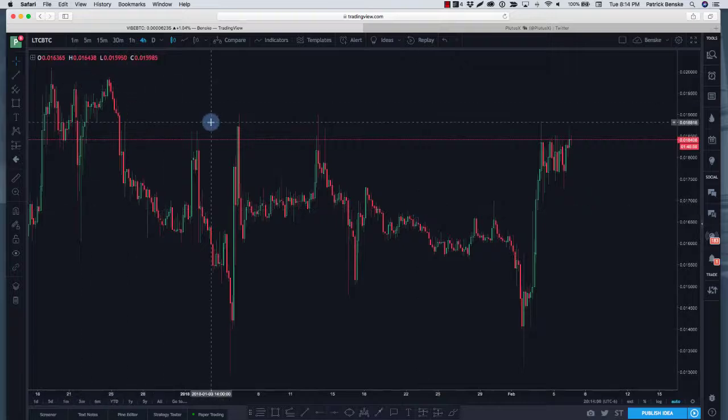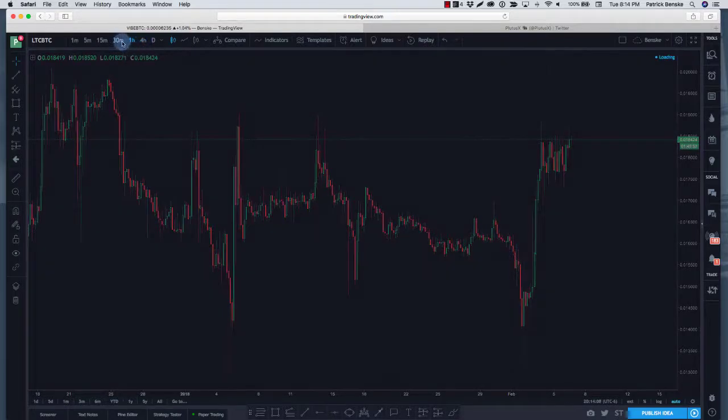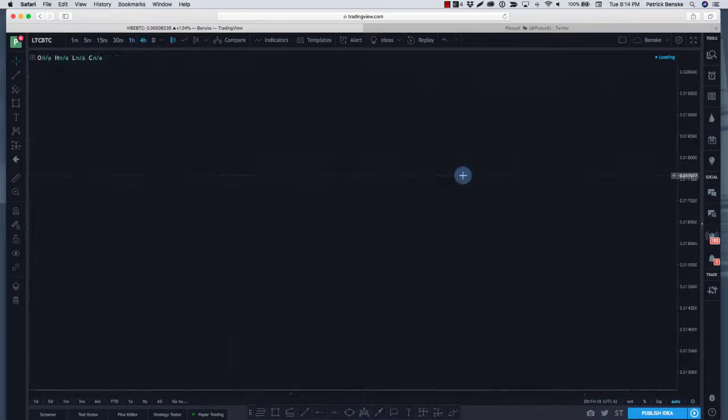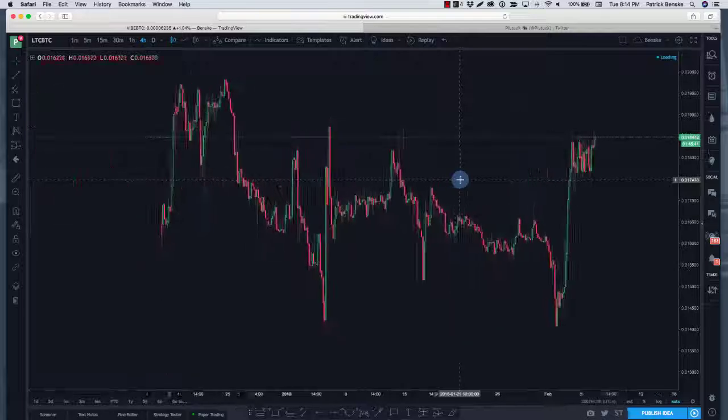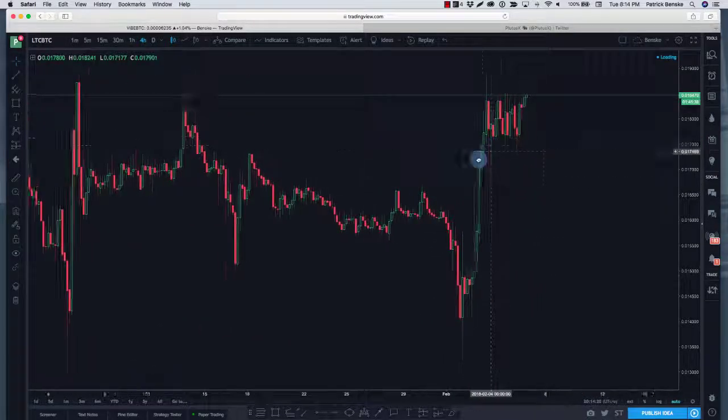So I'm on the 4-hour chart. If you do charting, there's multiple time frames you can look at. You can start with a 4-hour and work yourself down to the 1 hour. That's what I usually do. I usually start with the high time frame and I work myself down. For now, I'm going to start on the 4-hour. This is a pretty good chart to start on for crypto.